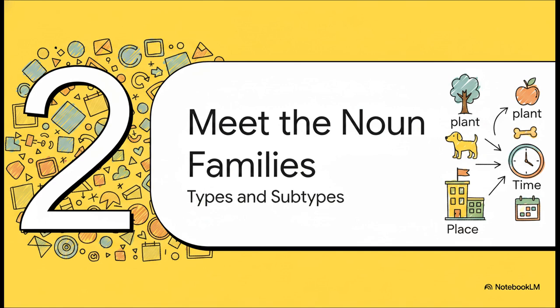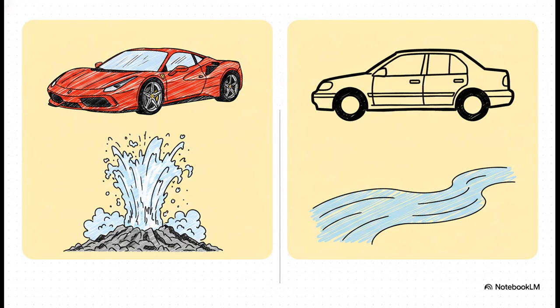Section 2. Meet the noun families, types and subtypes. Since nouns label literally everything in the universe, it really helps to categorize them. The first major split is between proper nouns and common nouns. Proper nouns identify specific capitalized names. Think of Old Faithful or Tina. They point to a unique, singular identity. Common nouns, on the flip side, are the generic, uncapitalized names of items in a class, like a river or a girl. We don't know exactly which river or which girl just by the noun itself. It's basically the difference between saying, I want a car and I want a Porsche.